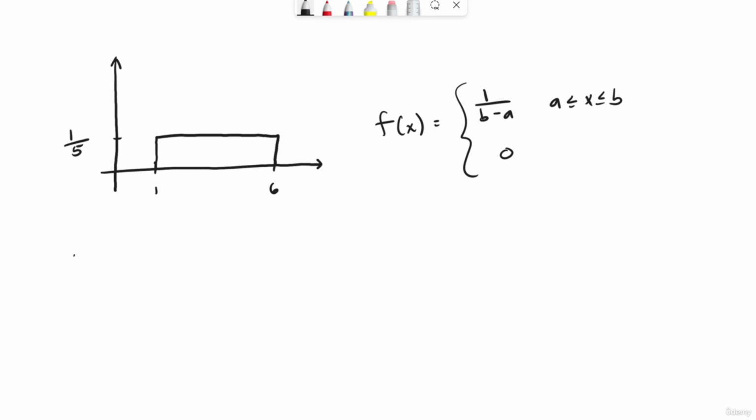And so essentially that means that no matter where you're at here, the height of this rectangle is going to be equal to 1 over 5 anywhere in there, because this is the function right here, and b is 6 in this case, and a is 1, so 1 over 6 minus 1 is 1 over 5.